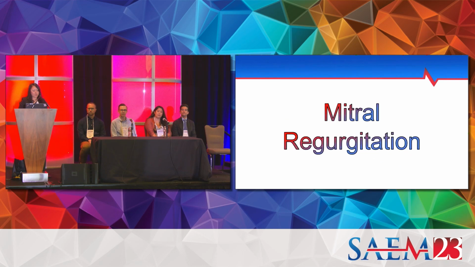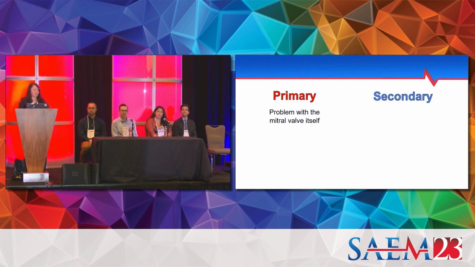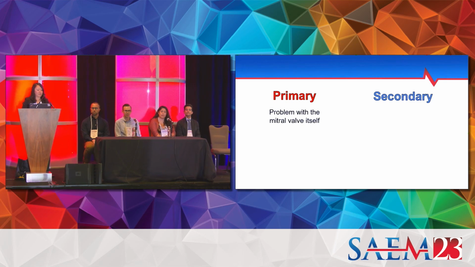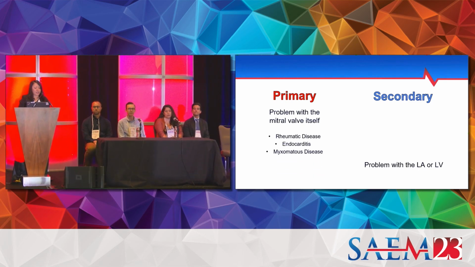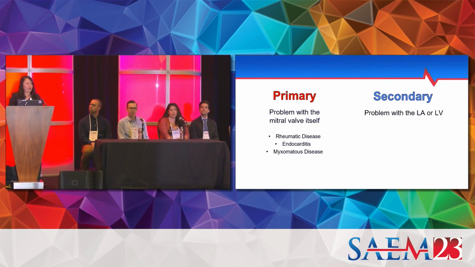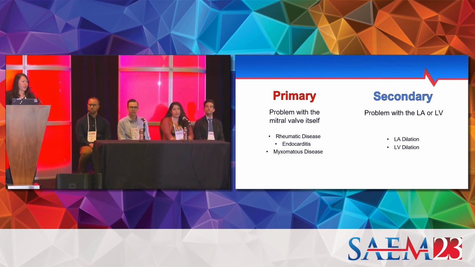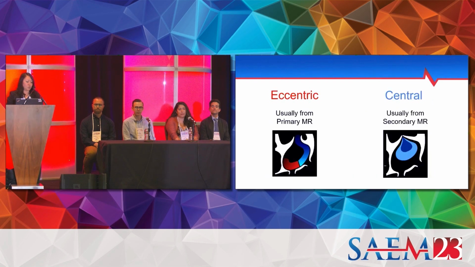So the first type of valvular pathology we're going to be talking about is mitral regurgitation. This comes in a couple different forms. Primary mitral regurg is often due to a problem with the mitral valve itself, and it can be from rheumatic disease, endocarditis. And then secondary mitral regurg is often a problem with the LA or the LV becoming too dilated, and the mitral valve cusps have problems closing. And both of these can be related to papillary muscle disease as well.